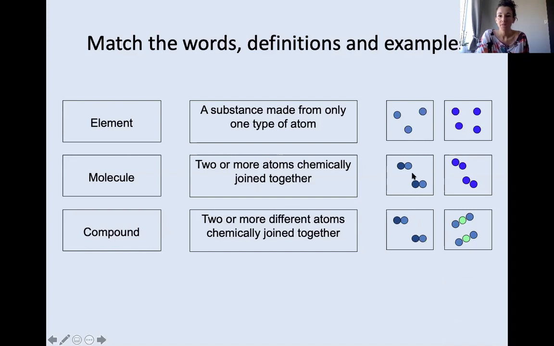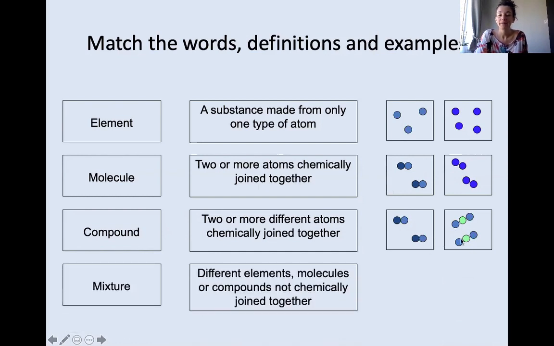Remember the difference between the molecule, it doesn't matter if it's the same type of atom or not, molecule means any chemically joined atoms, whereas a compound is two or more different types of atom chemically joined together. So you can see here that these are both different types of atom. And a mixture, different elements, molecules or compounds, not chemically joined together. So these are the mixtures here. If you need to pause again, just to finish off those notes, those definitions matched up correctly, then do that now. Okay, well done.